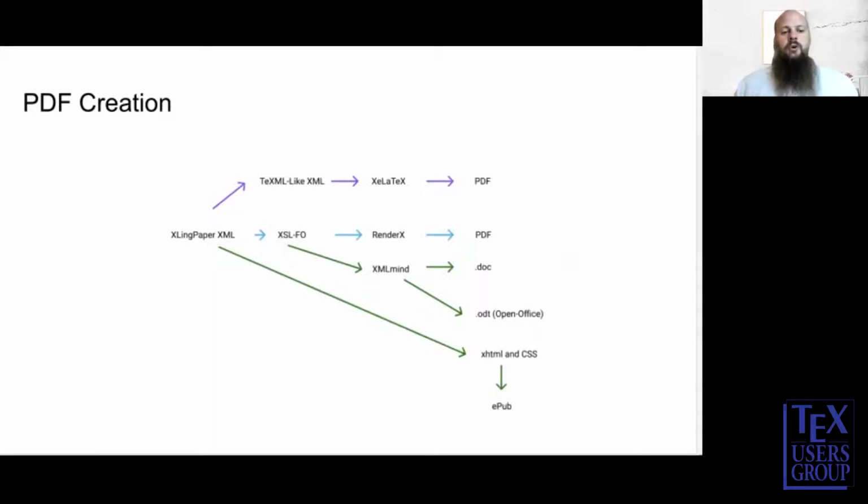The current path that the information travels through is that XLingPaper's native XML format is processed to a TeXML-like XML, and then that gets processed down to a XeLaTeX file, and that gets processed then to a PDF. Those create really nice PDFs, and there are quite a few options in there. And I can say that with confidence, as I wrote my MA thesis in this software.